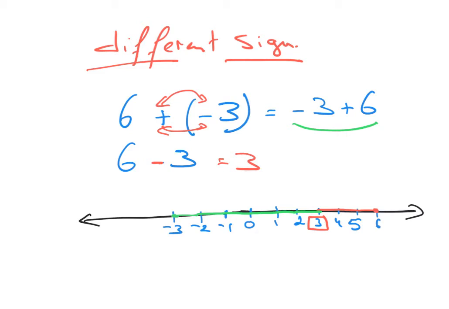So when we add two values with different signs, we take the difference of both values and we keep the sign of the highest number, right? So to add numbers with different signs, we subtract the smaller absolute value from the larger absolute value, and the answer has the sign of the number with the larger absolute value.